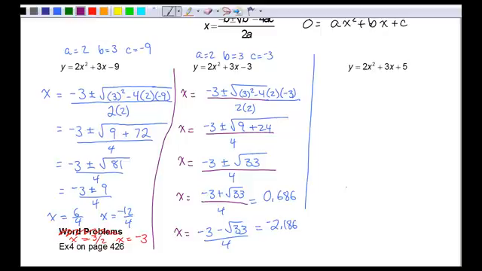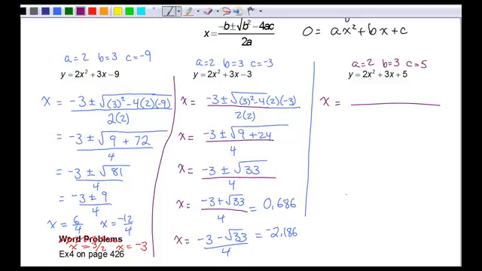Alright, and this is our third example. So here we've got y is equal to 2x squared plus 3x plus 5. Our a value is 2, our b value is 3, our c value is 5. Again, if we plug that into our formula, we've got x is equal to the opposite of b, which is negative 3, plus or minus the square root of b squared, so 3 squared, minus 4 times 2 times 5 over 2 times a, so 2 times 2.